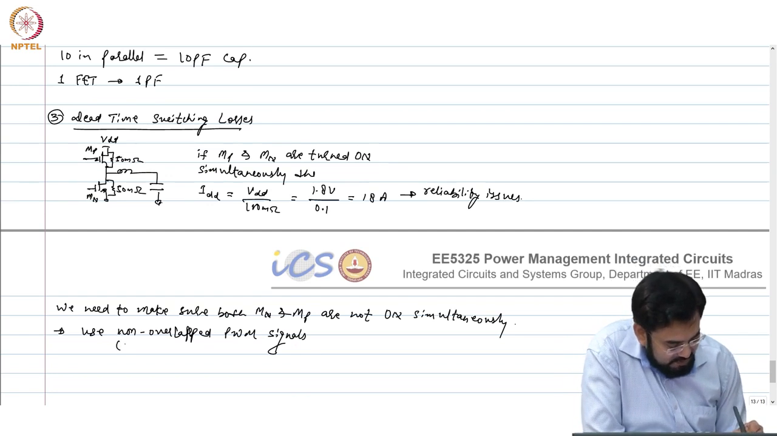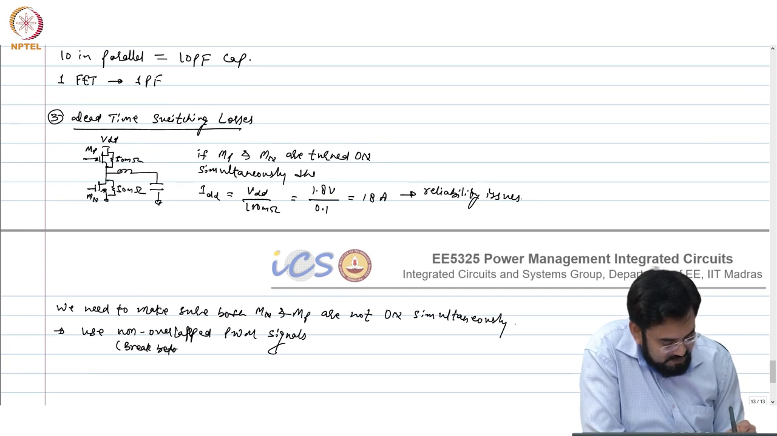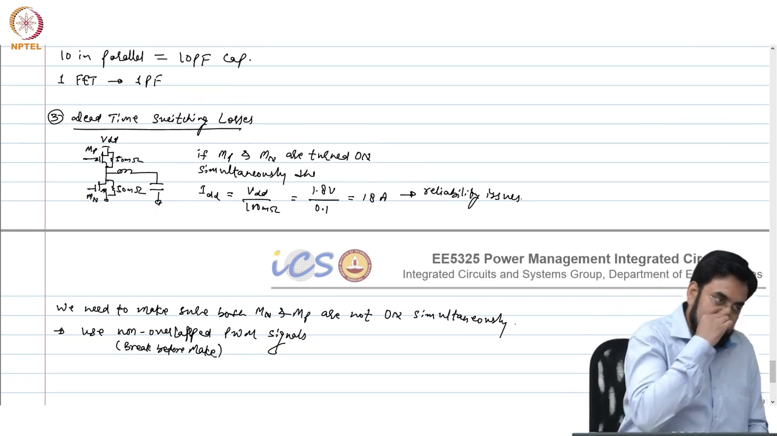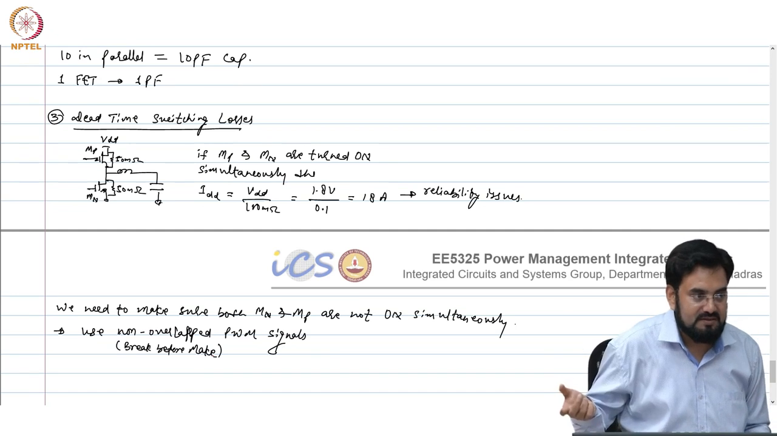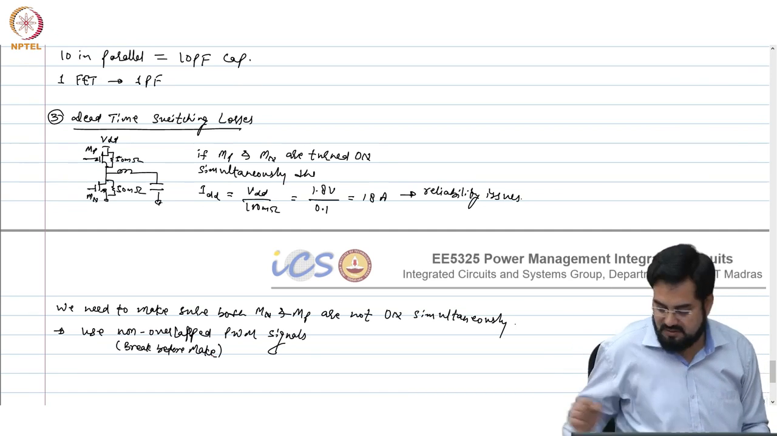You can also go break before make, which means you turn on the other switch, but you have to break the current switch before you turn on the other switch.